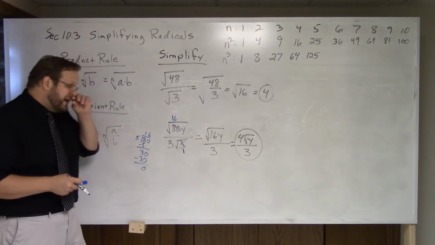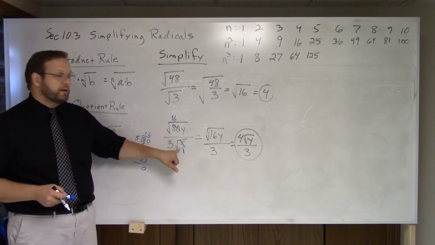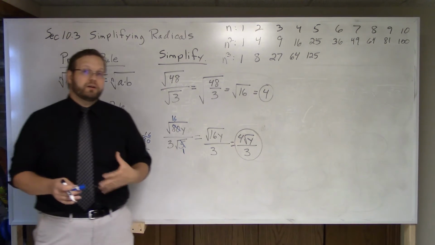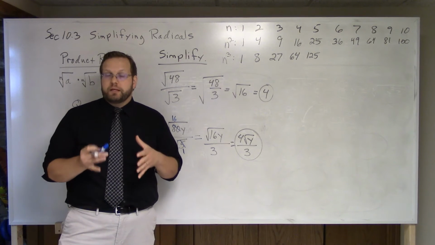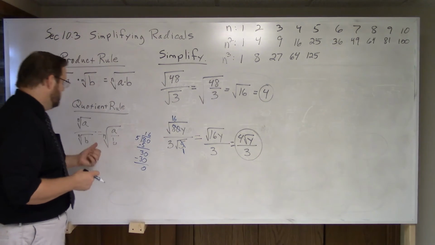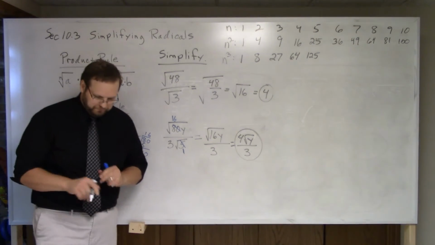Okay, so again, the rule of thumb is if you have a radical on the top and a radical on the bottom, those radicands that are underneath can be simplified like a normal fraction, as long as they're both in the radical, because of this quotient rule right here. Okay.